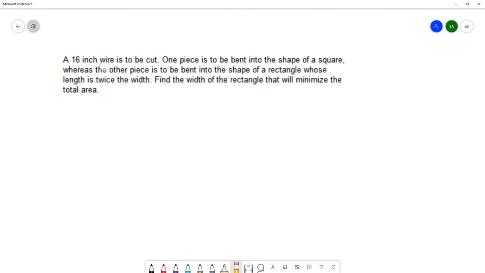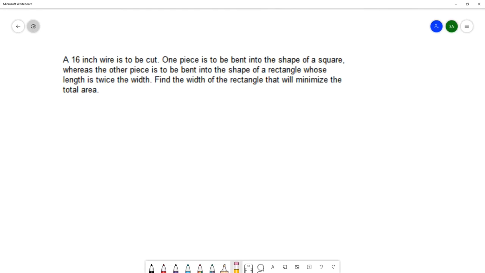A 16-inch wire is to be cut. One piece is to be bent into the shape of a square, whereas the other piece will be bent into the shape of a rectangle whose length is twice the width. Find the width of the rectangle that will minimize the total area.